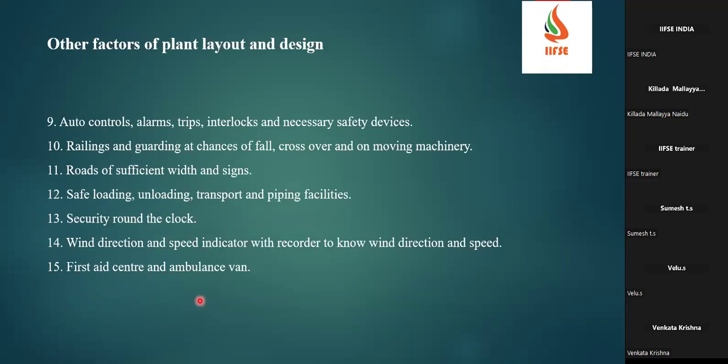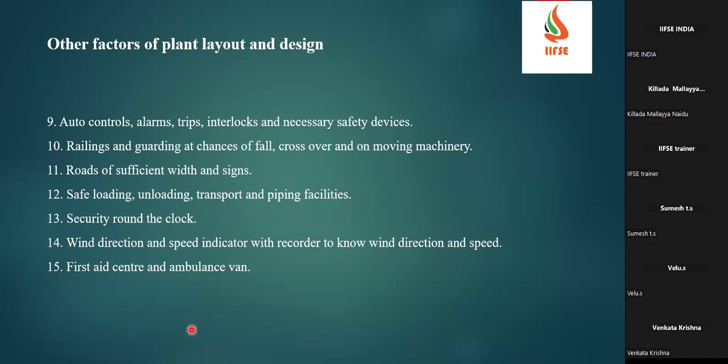Then auto controls, alarms, trips and interlocks and necessary safety devices. This is all about the LCVs and the RCCVs or the breakers which we are talking about. Then railing and handrails at chance of fall, then crossovers and also moving machineries. So wherever it is required, we should have proper railing to hold and to cross over the areas, and roads of sufficient width and signs. So whatever road we have made, it should have sufficient width so that it is not going to congest.